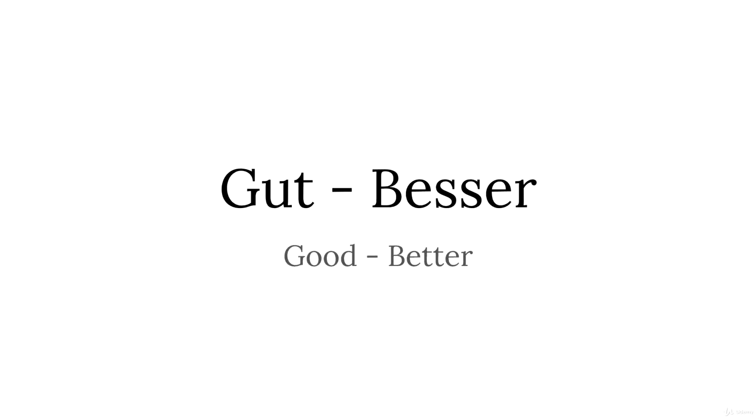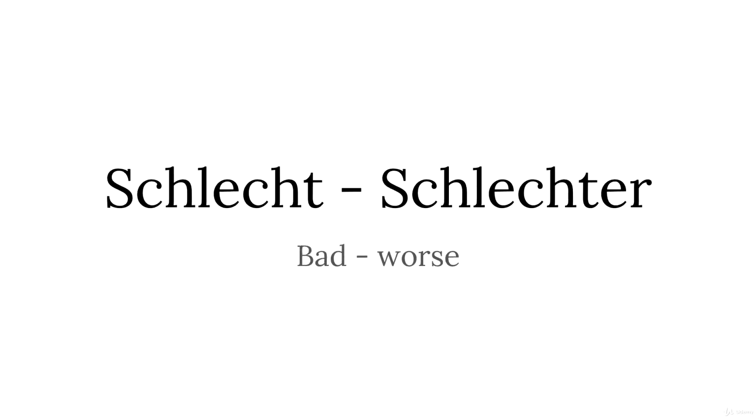The first adjective is good and better. For this you say gut und besser. Gut, besser. The opposite, bad, worse, is schlecht, and then simply adding er. Schlechter. Schlecht, schlechter.